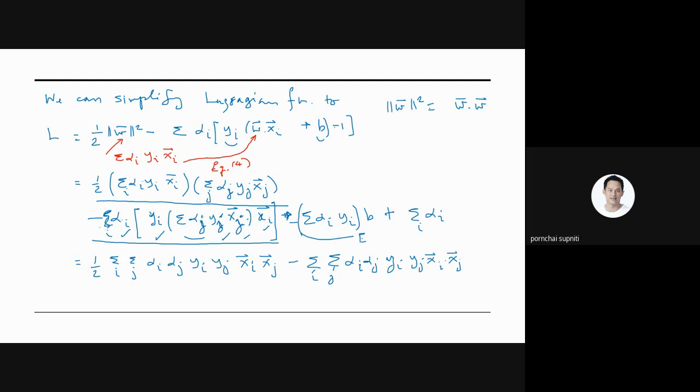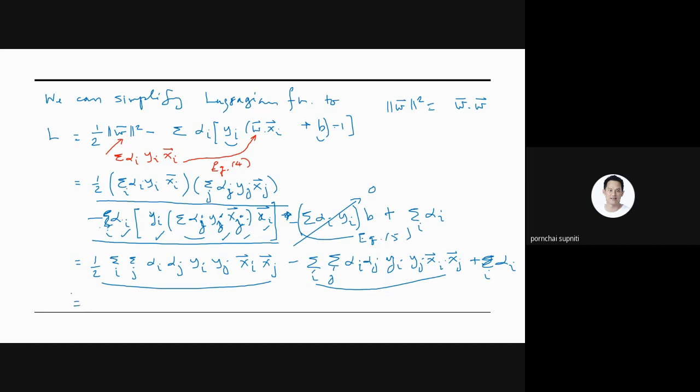Okay, and then how about this term? This term from equation 5, summation of alpha i yi is just a 0. Okay. And then you add it with summation of alpha i. Okay. And then you notice that the first term and the second term, they look very similar, right? But one has the scale of one half, the other one is -1.